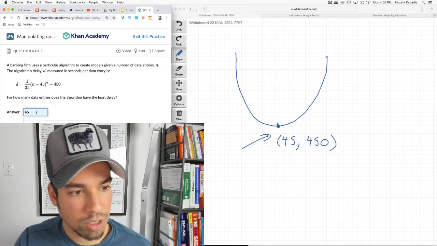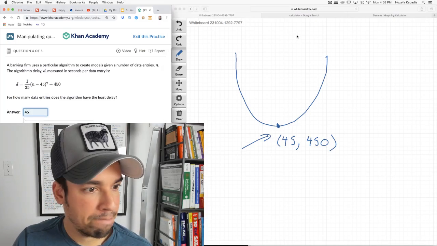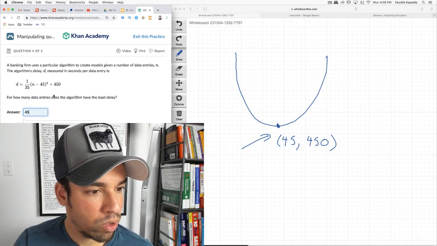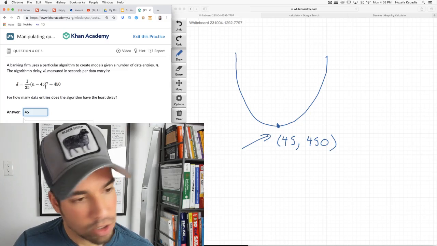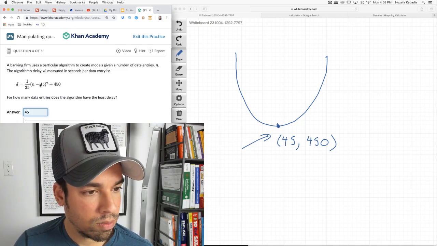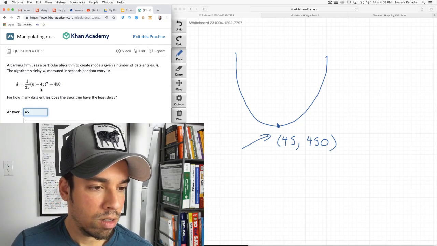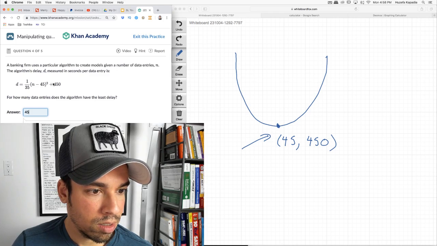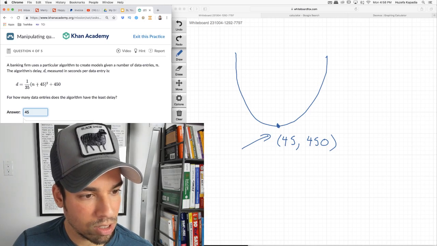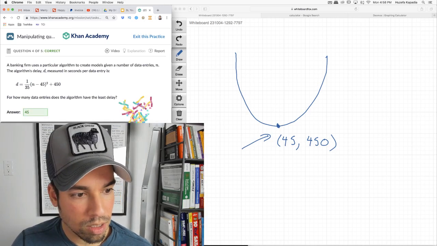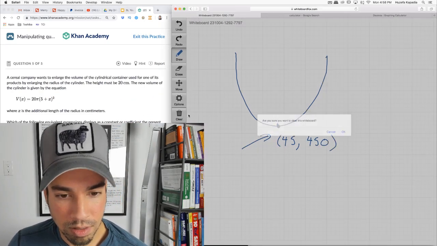Okay, make sure I'm not rushing to judgment here. If I think about 45, I'm plugging in 0, I'm getting 450, yeah? If I plug in, let's try 43, it would always go up because this value is always positive, so it's going to be going up on both sides. Let's see if that's right. Good. Okay.